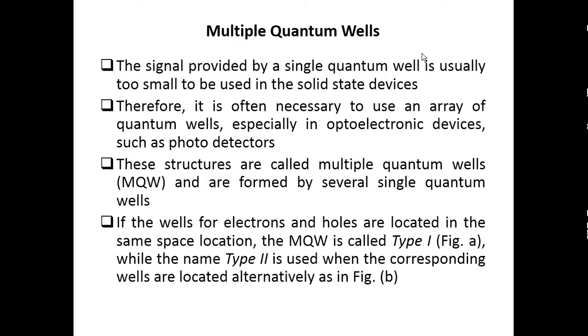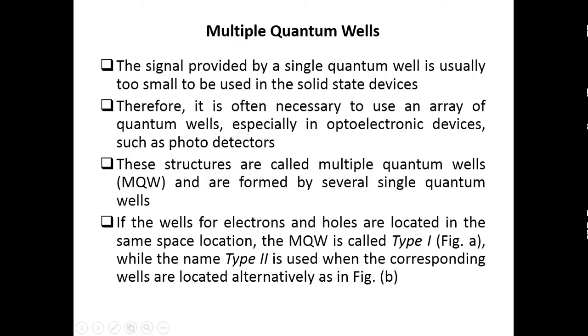These structures are called multiple quantum wells, because it is not a single quantum well. There are arrays of quantum wells used for improving the signals with the same speed of operation. So multiple quantum wells can be used in such cases, and they are all formed by several single quantum wells put together. One quantum well is separated from the next one by a barrier wall.